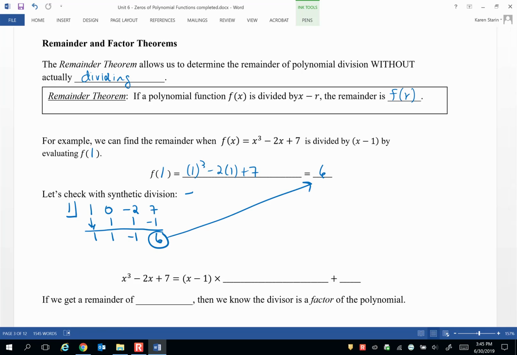So let's write x cubed minus 2x plus 7 in its divisor and quotient products. So it'll be x minus 1 times, remember we take this 1 and we knock it down a degree. So this is going to be x squared plus x minus 1. And the remainder is 6. So x squared plus x minus 1 plus the remainder. So notice, if we get a remainder of 0, we know the divisor is a factor of the polynomial.